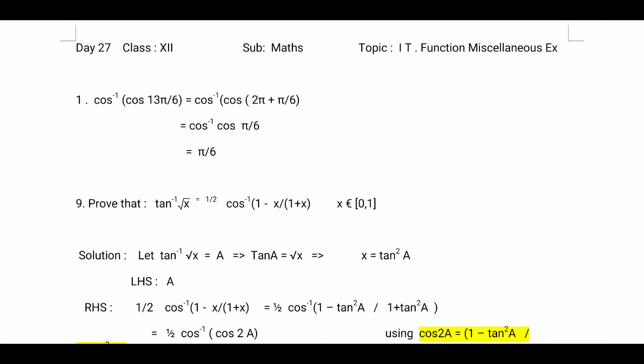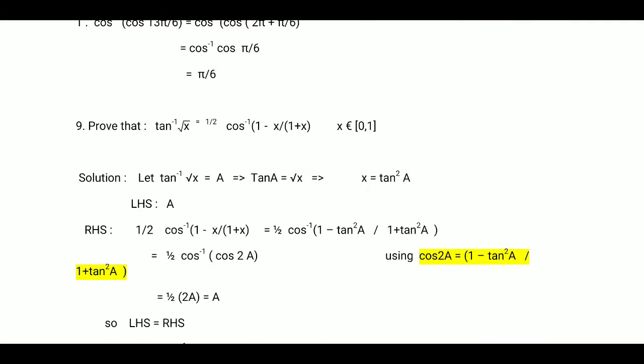There is question number 9 where you have to prove tan inverse root x is equal to half cos inverse (1 minus x upon 1 plus x), where x belongs to 0 to 1. This is the domain. Now its solution: let us consider tan inverse root x is equal to a. That means tan a is equal to root x, which implies x is equal to tan square a.